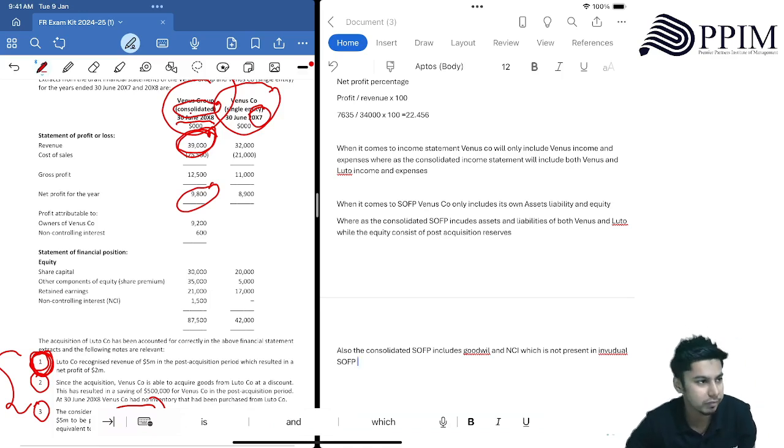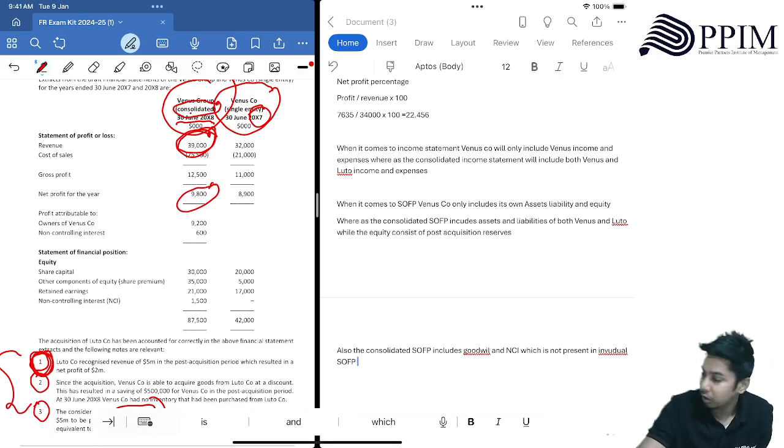Can you guys tell me another one big problem that we have when you compare individual with consolidation? Think and say guys carefully. Can you think a little bit and tell me another major problem that we have when it comes to individual financial statements and consolidated financial statements.